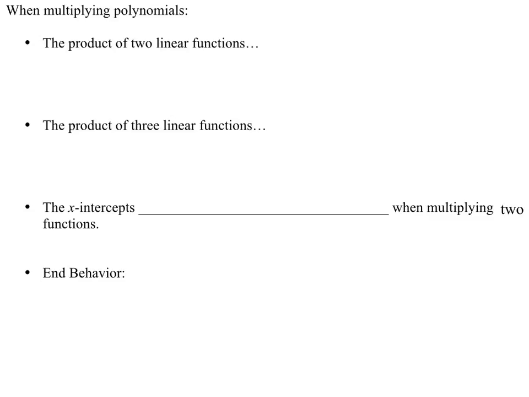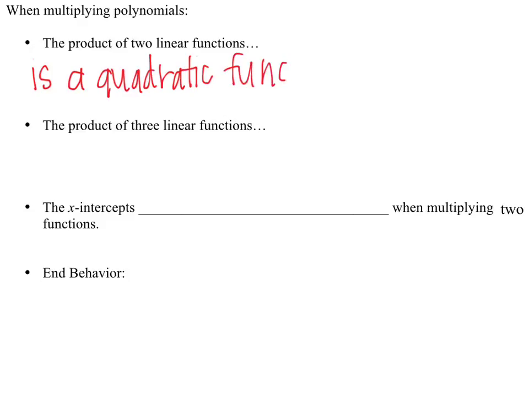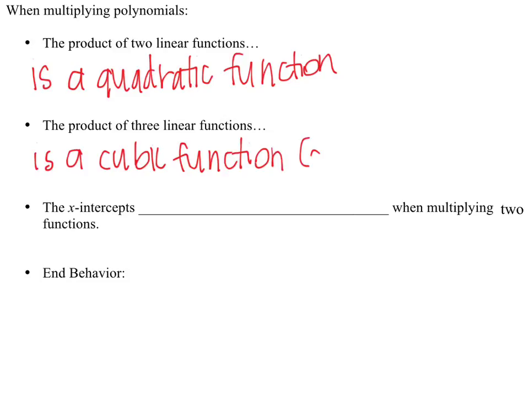Five through 8, we were multiplying polynomials. So when we multiplied two linear functions, so that was 5 through 7, we ended up with a quadratic function. On number 8, I multiplied three linear functions. We ended up with what is called a cubic function. This is just a function that has degree 3.